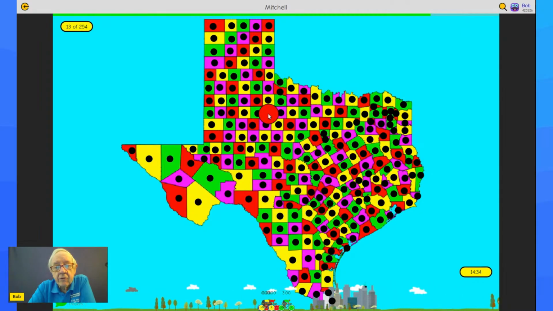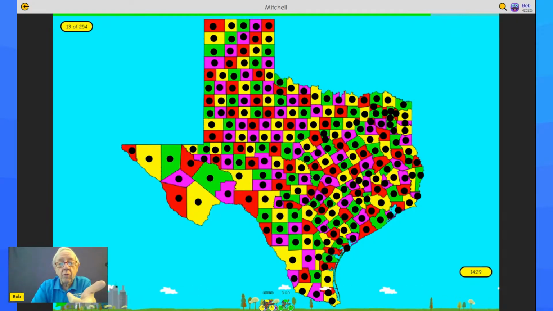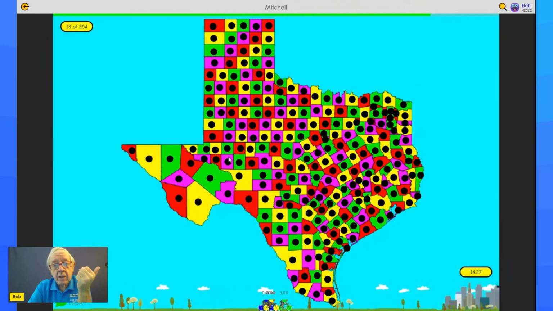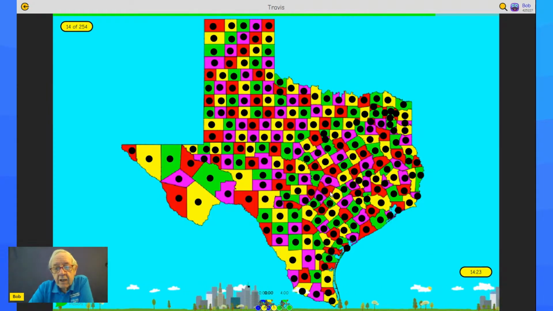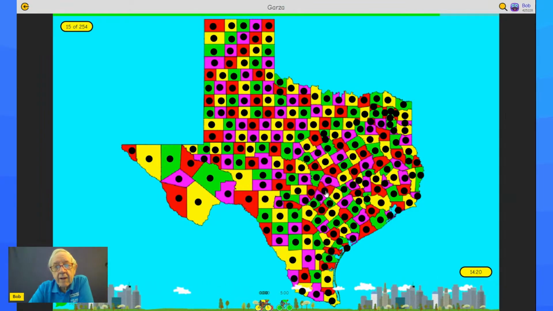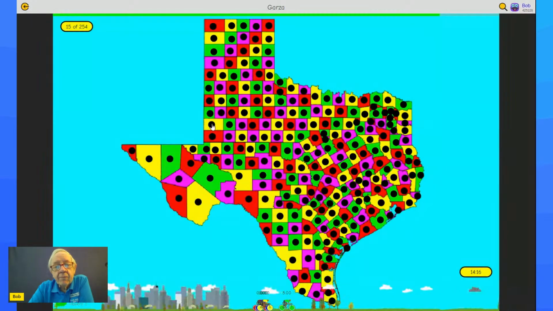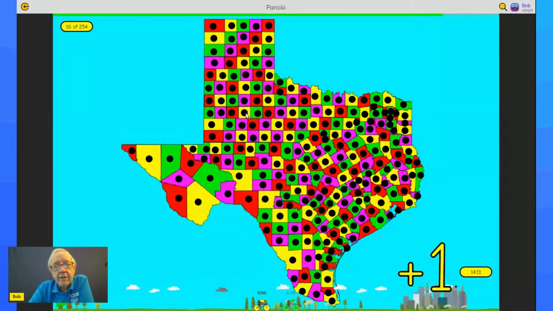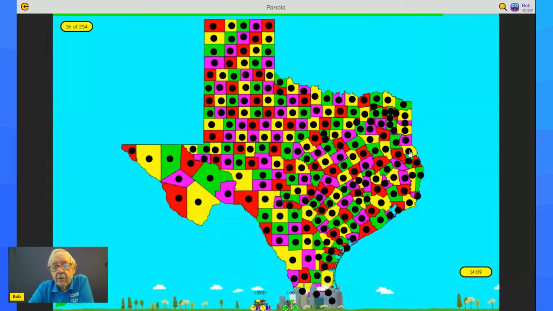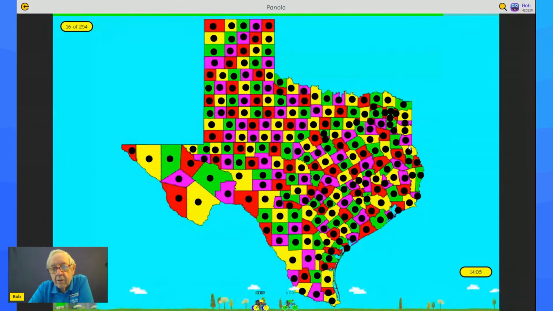Throckmorton, I think, is this one. It's not. That would be Stonewall. Stonewall, this is Throckmorton. Mitchell is this one. Travis, down here below Williamson, Travis. Garza, Gillespie, Garza. This is Garza, I think, and it is. Panola, this would be Shelby. This is Shelby. This is Panola. It asks for Panola.